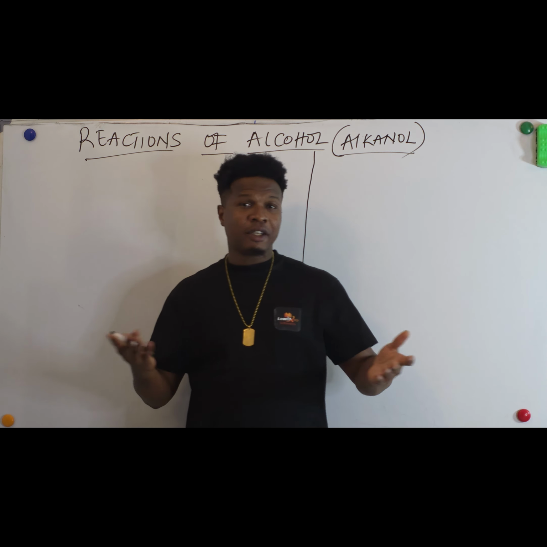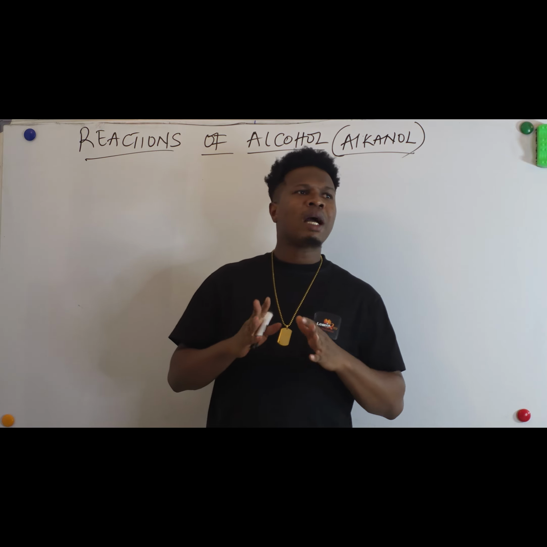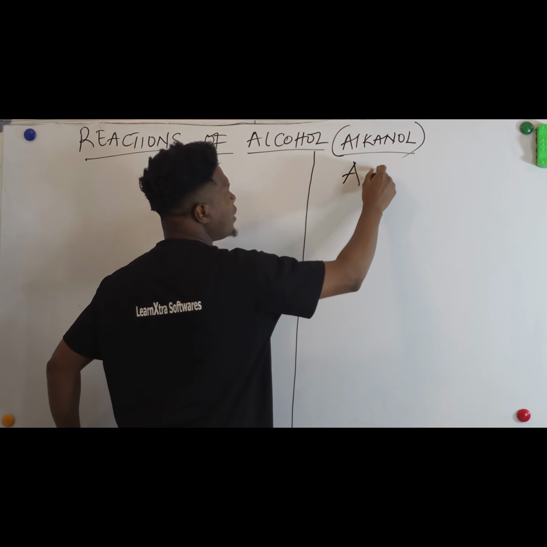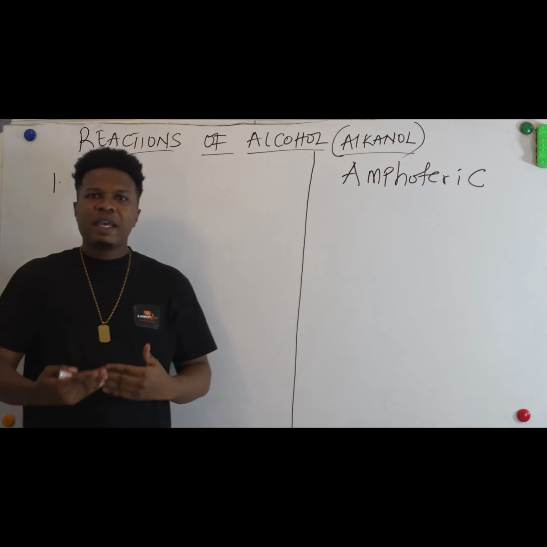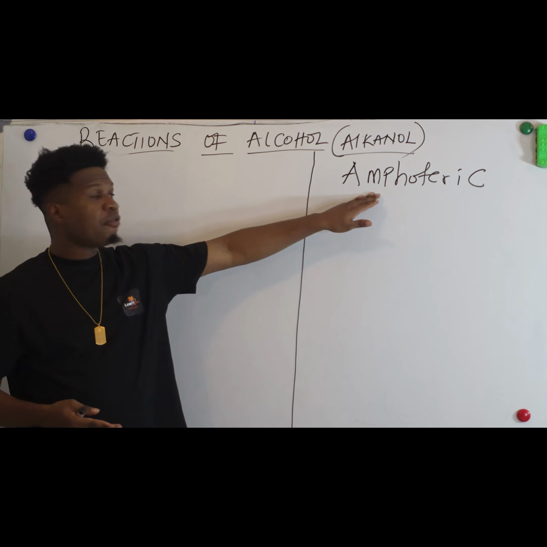There are other reactions that can happen, such as oxidation and the rest of them. But the key reaction involving alcohol is substitution reaction. Now, alcohol can be said to be amphoteric. Let's start from there first. Alcohol can be said to be amphoteric: it can behave as an acid, and at the same time it can behave as a base. That's what we mean by amphoteric.